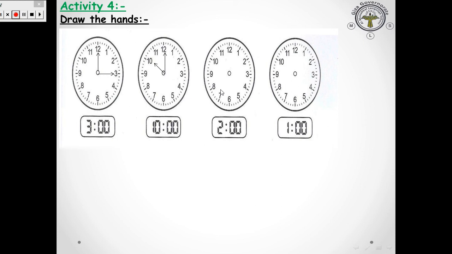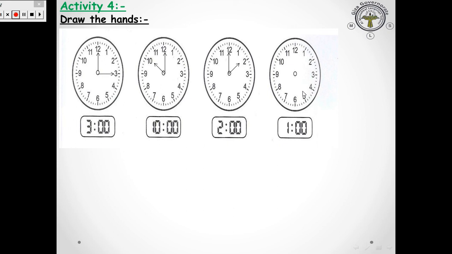Next picture, it's 2 o'clock. In the analog clock, we draw the long hand pointing to 12 and the short hand pointing to 2. It's 2 o'clock.